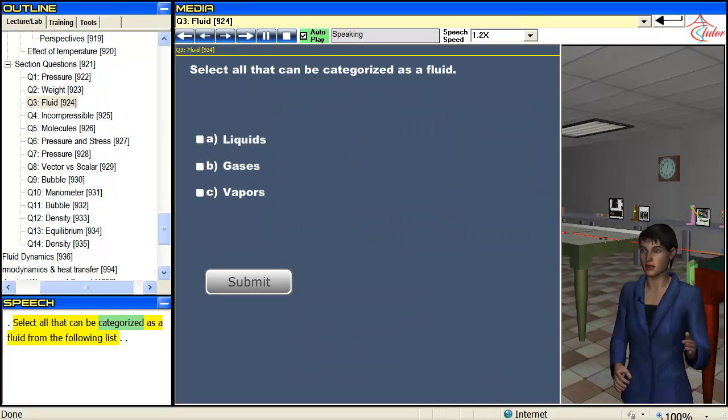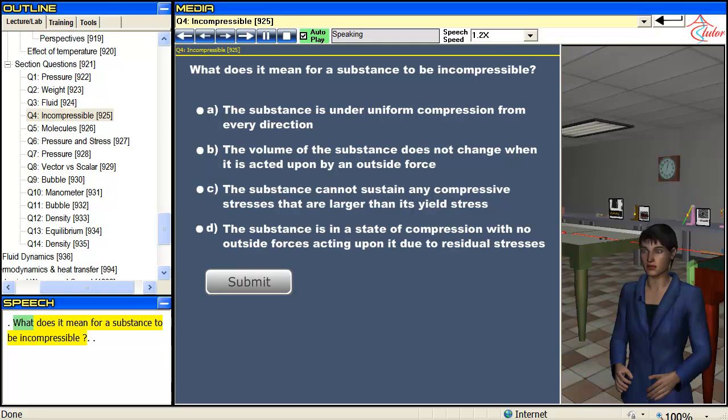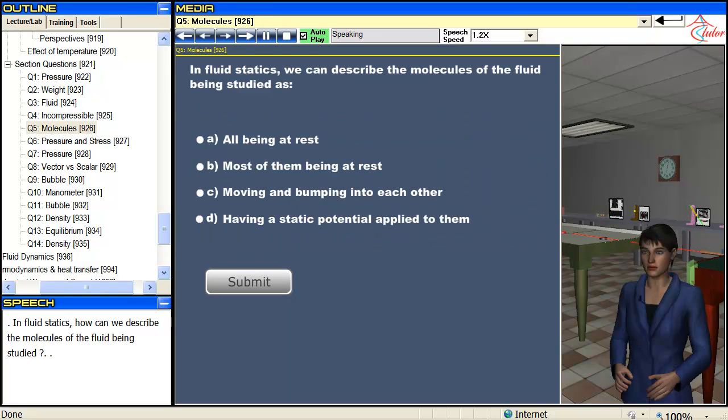Select all that can be categorized as a fluid from the following list. Right answer. What does it mean for a substance to be incompressible? Right answer. In fluid statics, how can we describe the molecules of the fluid being studied? Right answer.